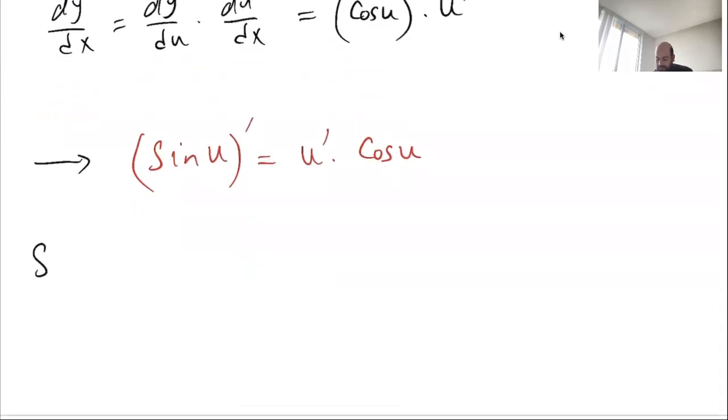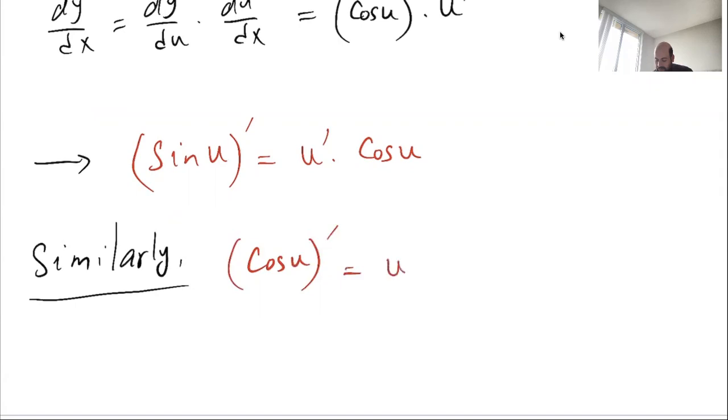Similarly, for the other trigonometric functions, cos u derivative is equal to u prime times minus sine u, because cos x derivative is minus sine x. So can I say cos u derivative is minus sine u? Almost, but I have to also multiply it with u prime. So the answer will be minus u prime times sine u.